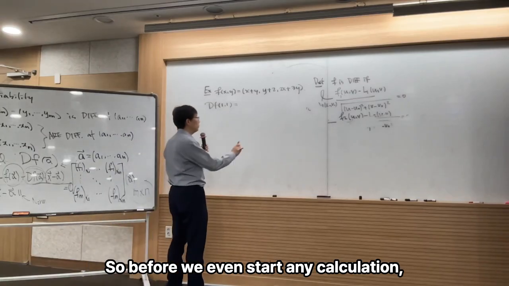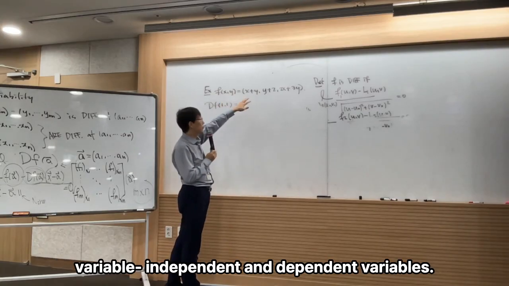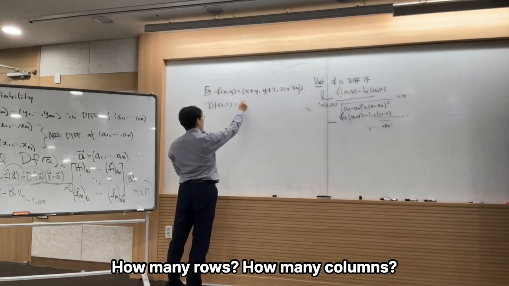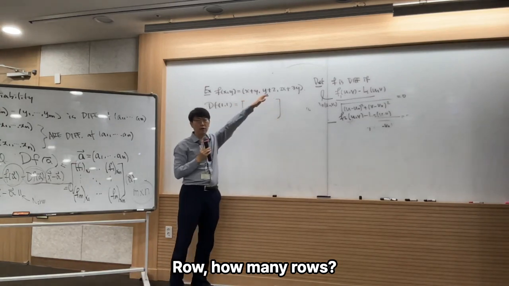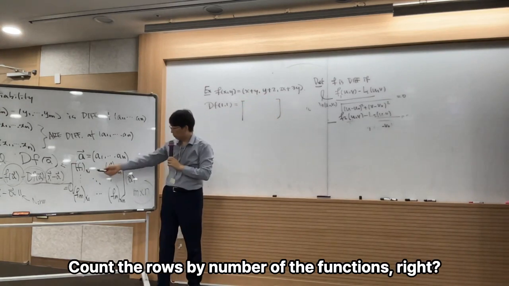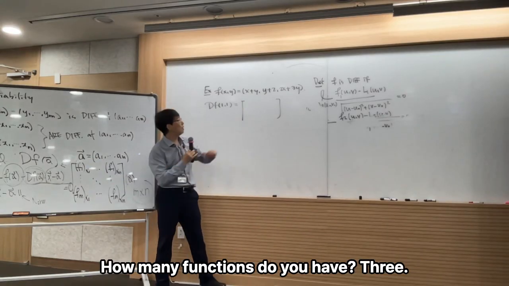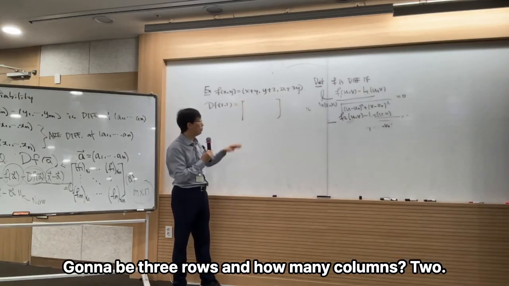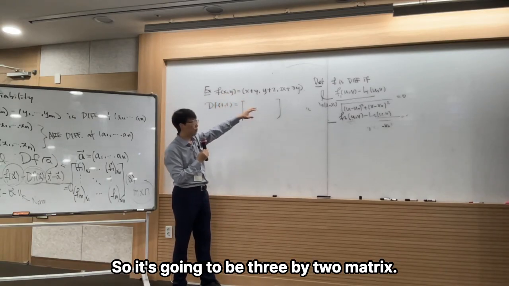Before we even start any calculation, just count the number of dependent and independent variables. So what's the size of the differential? How many rows, how many columns? Count the rows by the number of functions, right? How many functions do you have? 3, yes. So it's going to be 3 rows. And how many columns? 2. So it's going to be a 3 by 2 matrix.